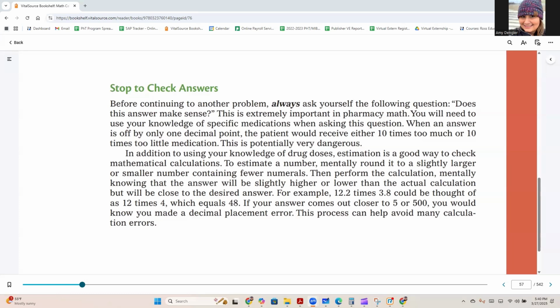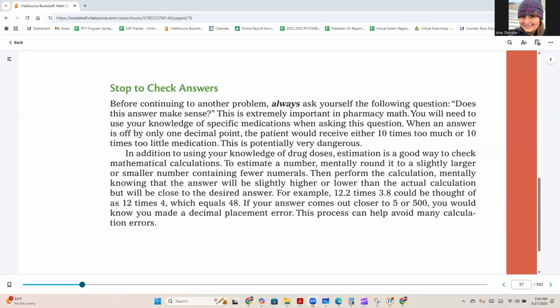Before continuing to another problem, always ask yourself the following question. Does this answer make sense? This is extremely important in pharmacy math. You will need to use your knowledge of specific medications when asking this question. When an answer is off by only one decimal point, the patient would receive either 10 times too much or 10 times too little medication. This is potentially very dangerous.